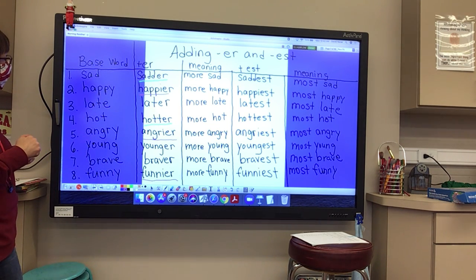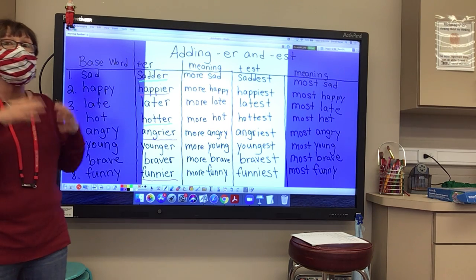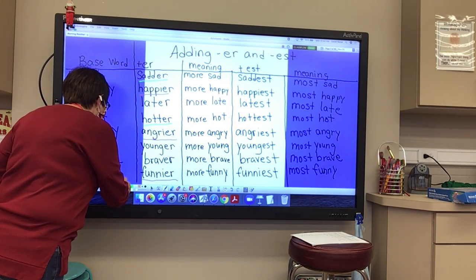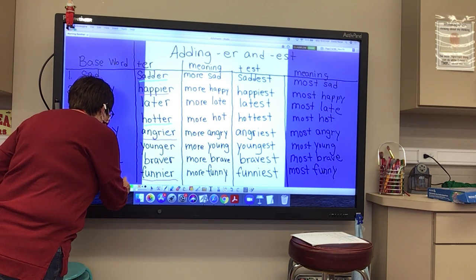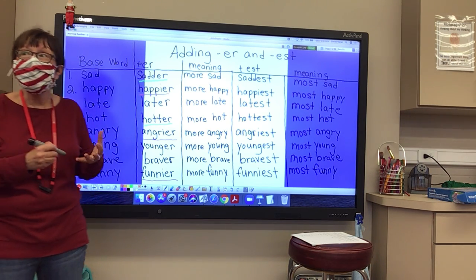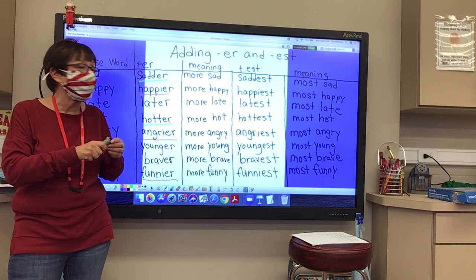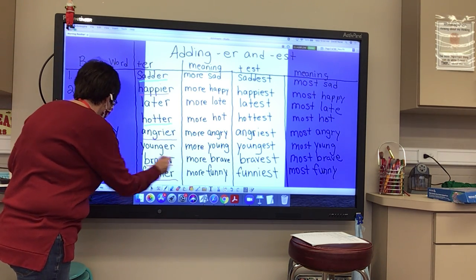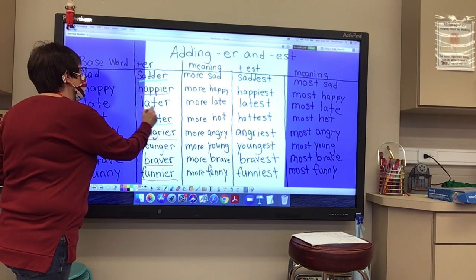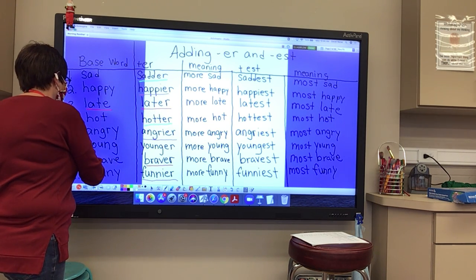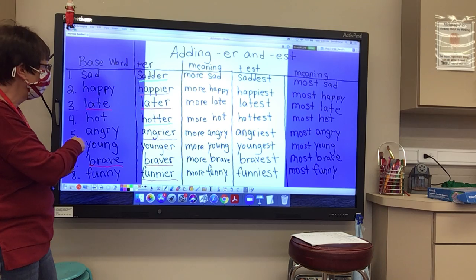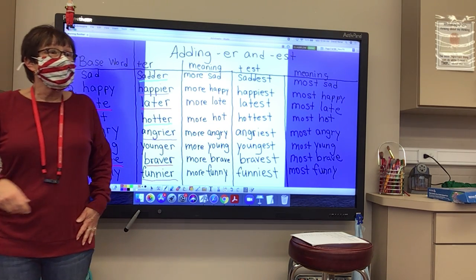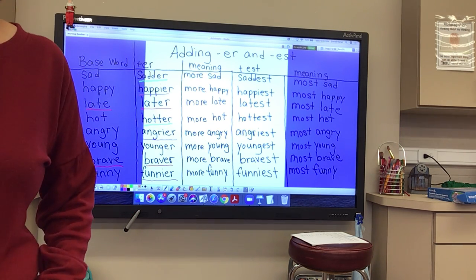And then we had some words where we had to drop the final E before we added our suffixes. What words were those? Juliana? Brave and late, and later. So those were those words. Very nice. We have to try to remember those. Good job, boys and girls. That was fun.